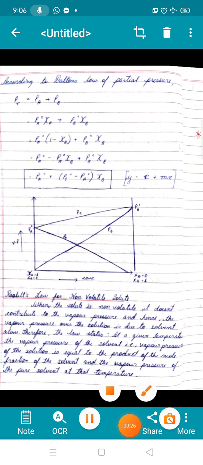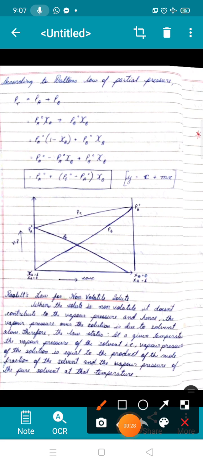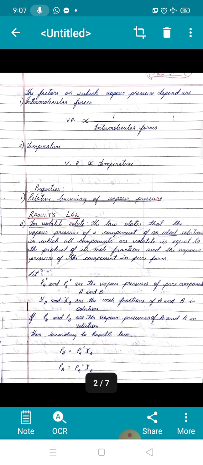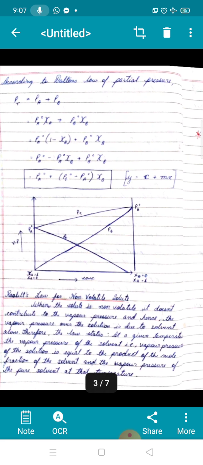So here you may see it's written, according to Dalton's law of partial pressure, if we have to add up, P total, PT here stands for P total, that means total pressure, is equal to PA plus PB. Now from here we replace the value of PA and PB in the next equation here into P total. So we replace PA by PA naught chi A and PB as PB naught chi B.